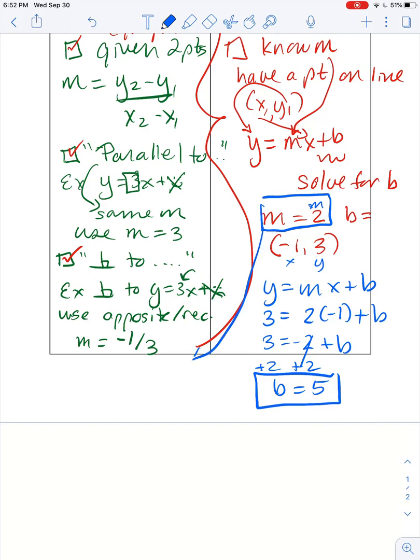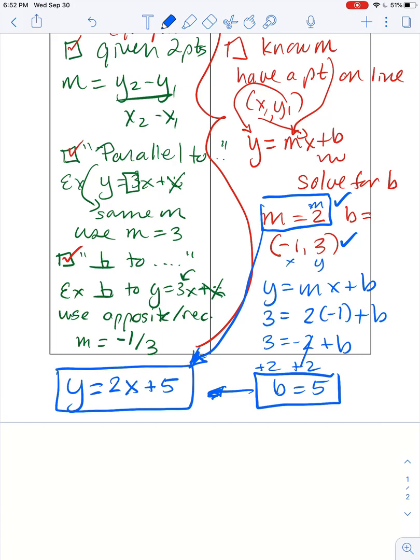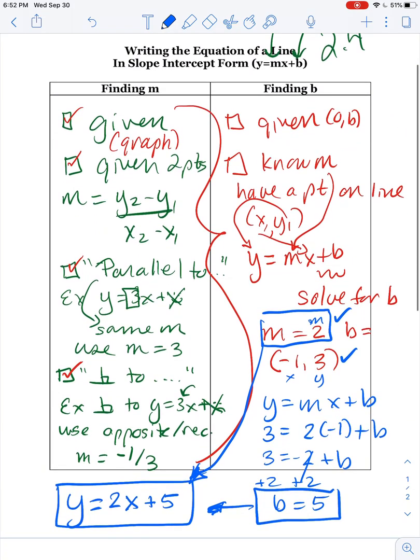So b is 5. Don't forget what you're trying to do. You're trying to write a y = mx + b equation. So you would use the m and the b, and your equation for the line that has a slope of 2 and goes through this point is going to be y = 2x + 5, because 2 is my slope value and 5 is the b value that I found.